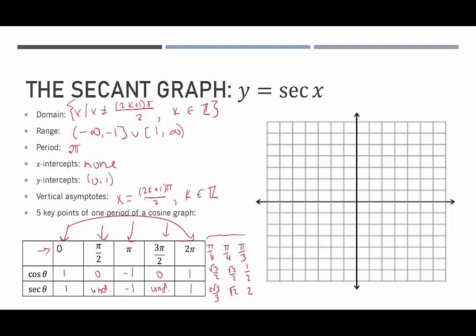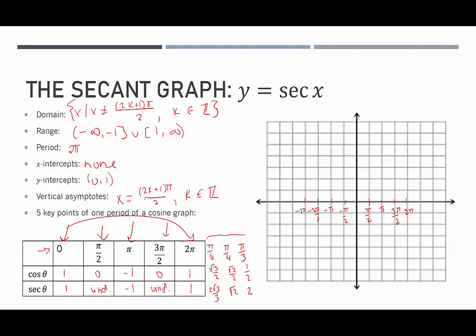Okay, on to the graph of our secant graph. So again, I'm just going to label this as pi over 2, pi, 3 pi over 2, 2 pi. Let's go into the negatives as well. Negative pi over 2, negative pi, negative 3 pi over 2, negative 2 pi.